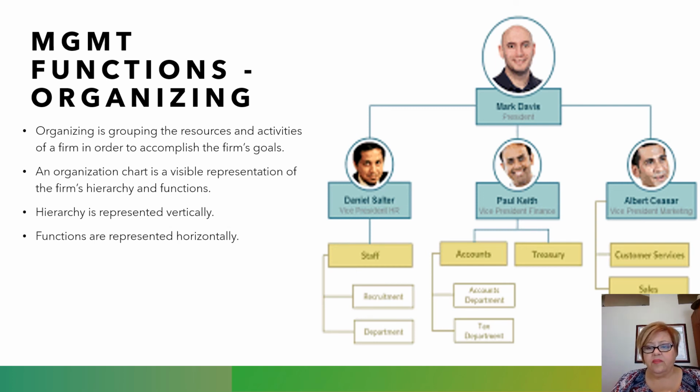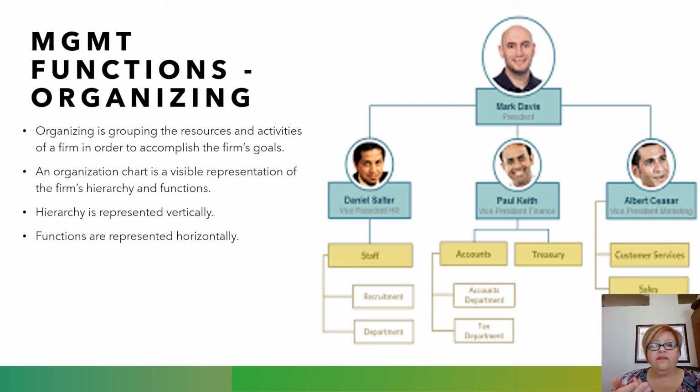So one of the things that I think is really important to look at when you're thinking about organizing is the firm's organizational chart. An organizational chart is a visible representation of how the firm is organized. So this is looking at people, but once you have the people organized, which are the most important part of any organization, then logically the other resources start to fall into place.